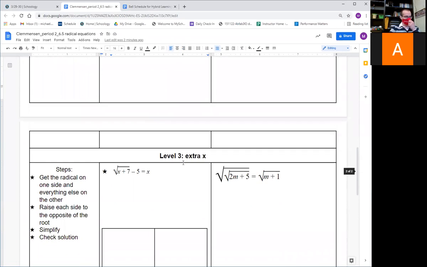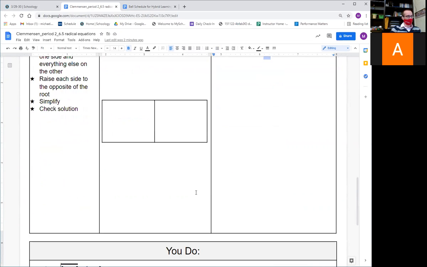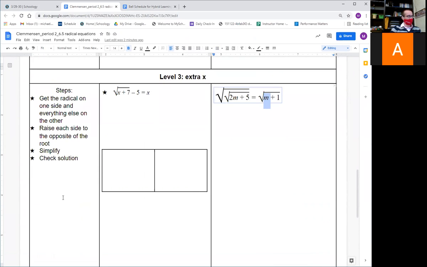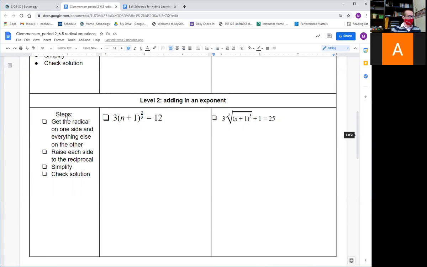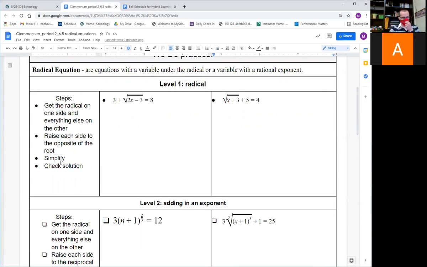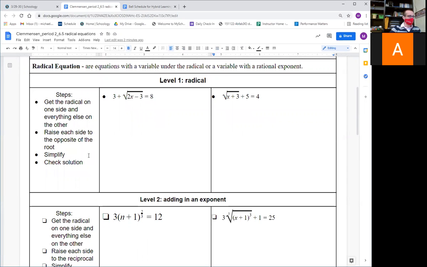And then we have a level three problem where we add in an extra variable, like this m. We'll see what that does to our problem. Each one gives us a different type of answer. It's not too much different. Hopefully you're noticing, if you're reading through, all the steps are pretty much the same. They're just worded a little bit differently.